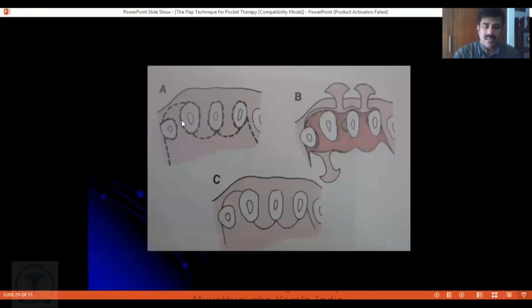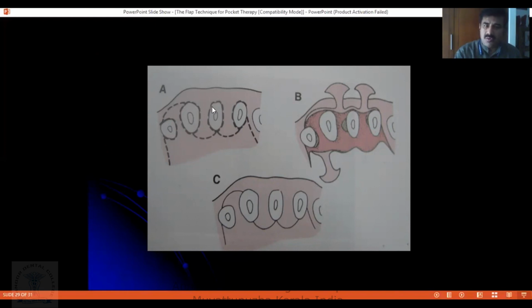This is a cross section of the tooth. This is the buccal gingiva, this is the palatal gingiva. What we do in the normal conventional technique is to put sulcular incisions all around the tooth. Then we just split this papilla, and when you reflect, this whole half comes to the buccal aspect, and this whole half goes to the palatal aspect. But here in the papilla preservation flap, you put circular incisions all around the tooth.